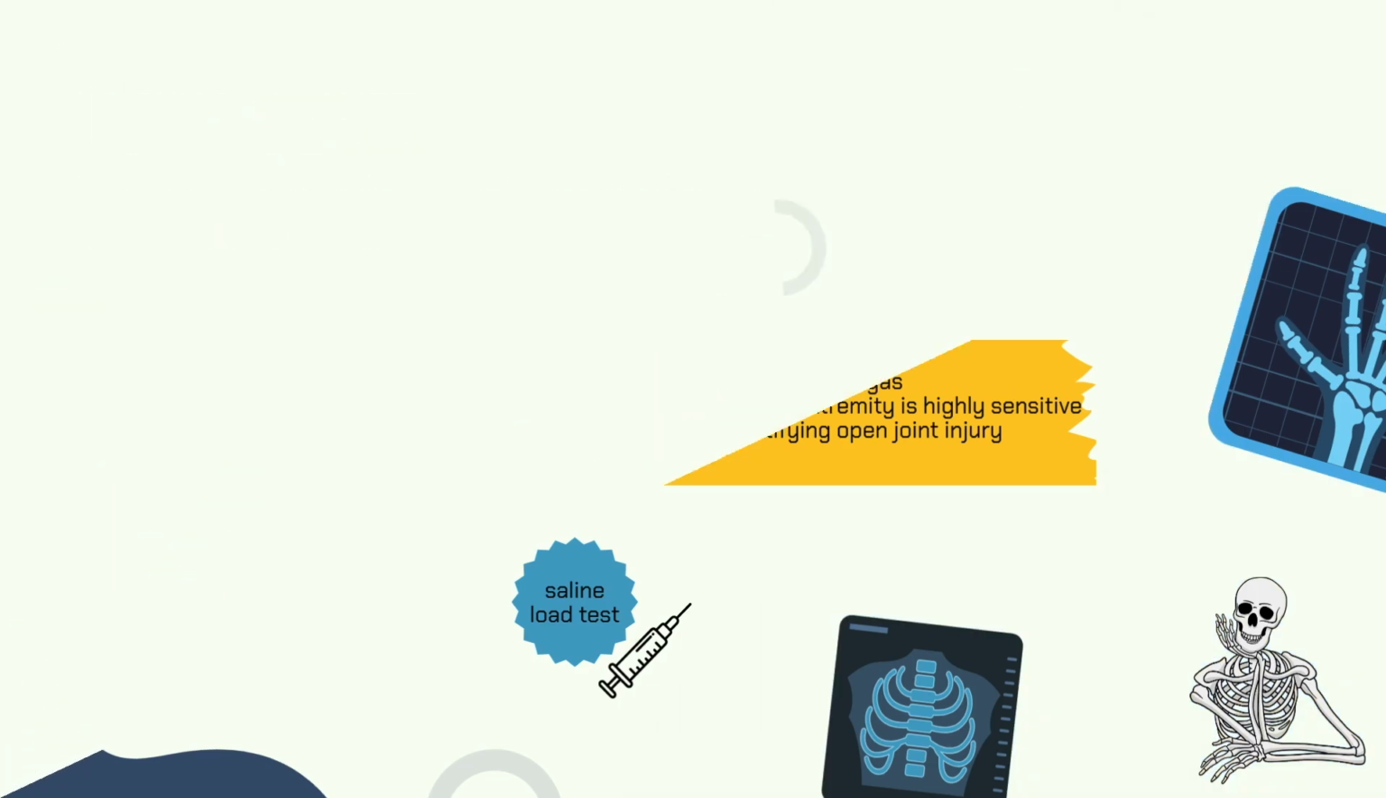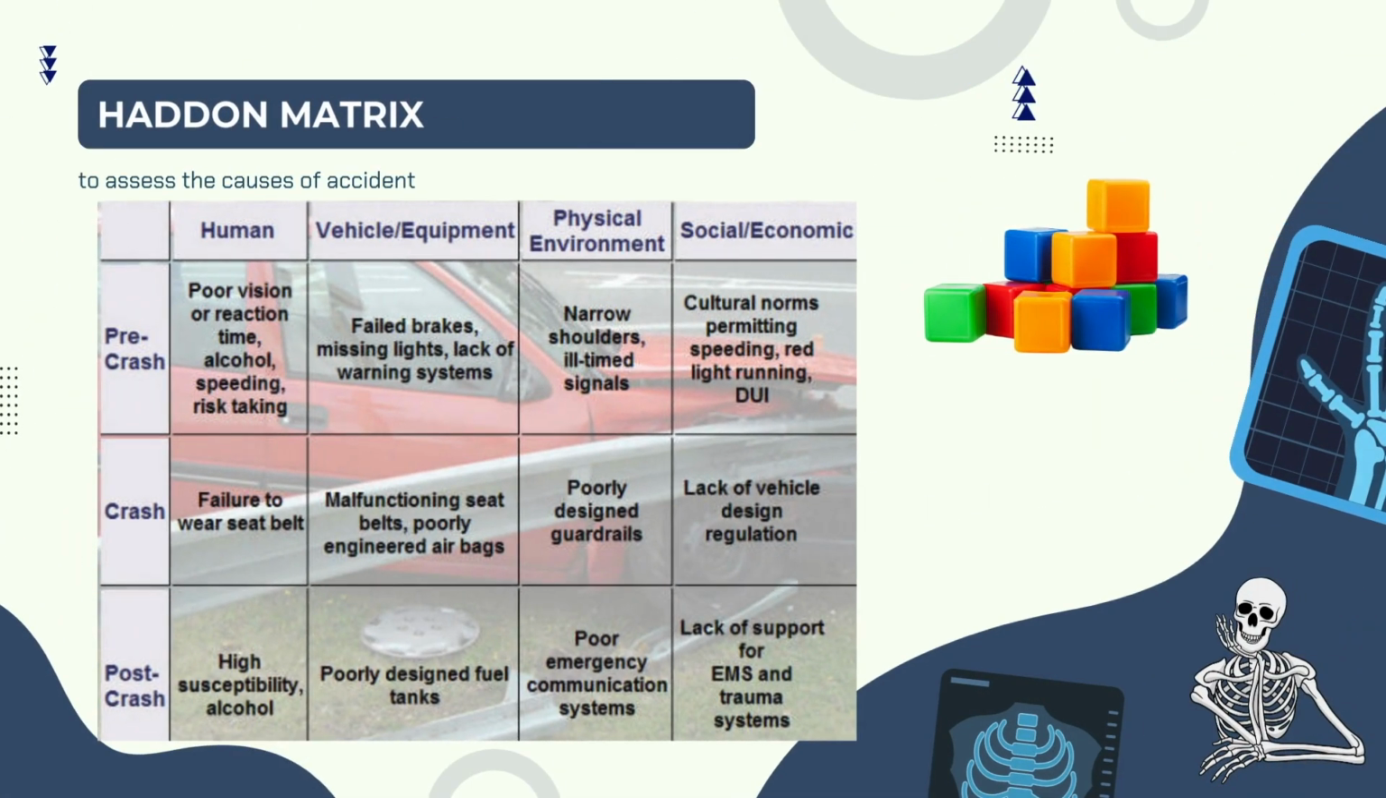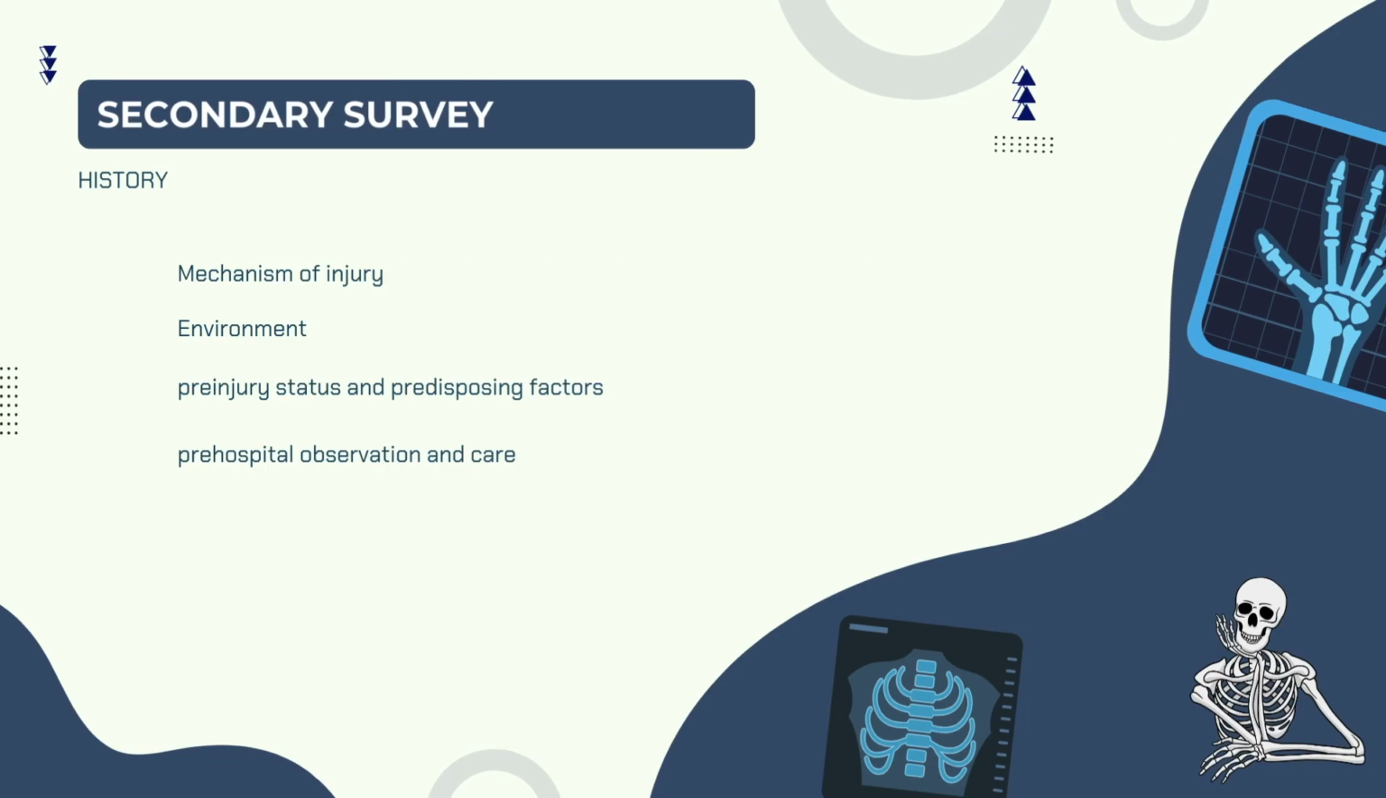Obviously, after the primary survey, we will go for an ample history. While taking the history, we should keep the mechanism of injury in mind. How to extract the maximum out of a mechanism of injury is by using a Haddon matrix. The Haddon matrix deals with the causes of pre-crash, crash and post-crash events, and it considers the human factor, the vehicle or equipment factor and physical factor, as well as social and economic factors. Regarding history taking, we have to probe the mechanism of injury, the environment in which the injury has occurred, pre-injury status and predisposing factors, and pre-hospital observation and care.